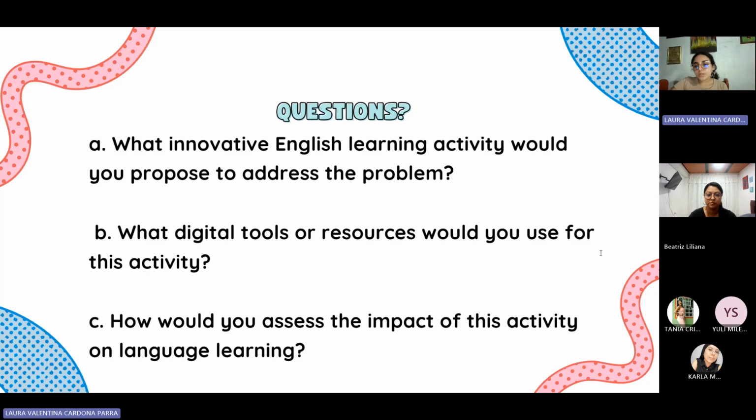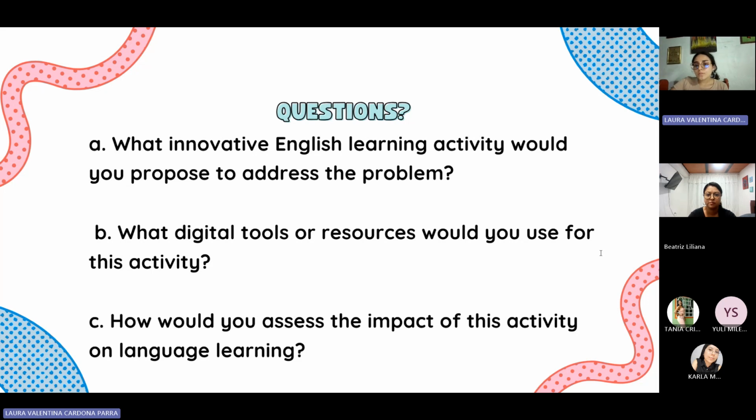What digital tools or resources will you use for the activity? Principal, Canva, Prezi, WordWall, and Kahoot. It's important to present the idea and evaluate that with the vocabulary that I propose.